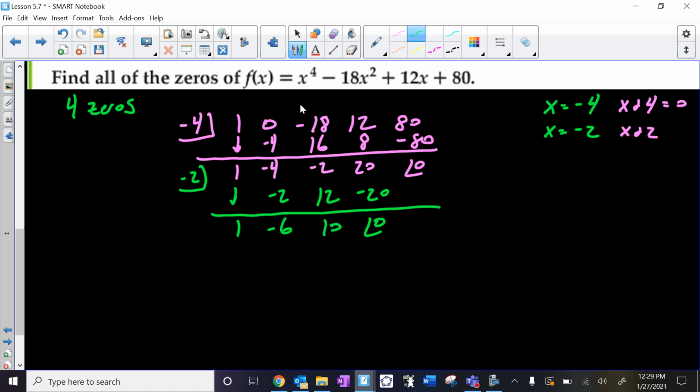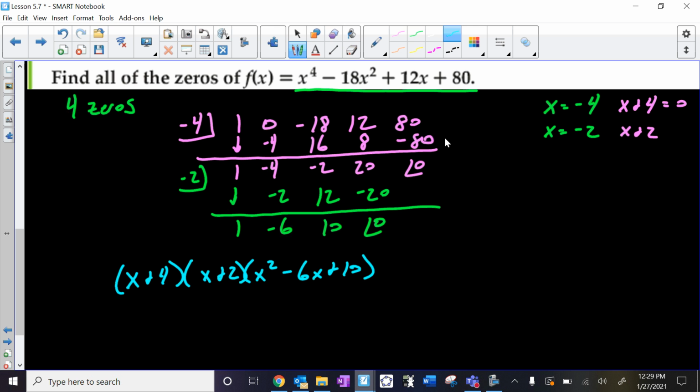So I can rewrite this original polynomial up here as a factored polynomial. And it would be x plus 4, that's the first factor we took out. Then we took out a factor of x plus 2, and we were left with x squared minus 6x plus 10. And from our graph, we saw that we had 2 real zeros and our other 2 had to be imaginary. So since these are imaginary in here, this does not factor. And if it does not factor, we have to go to using the quadratic formula.